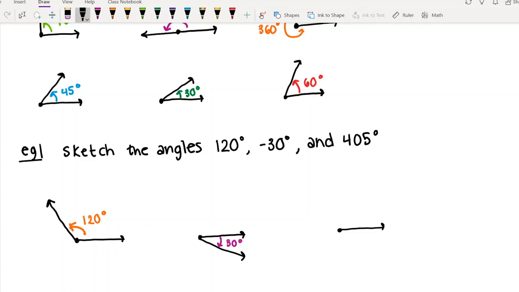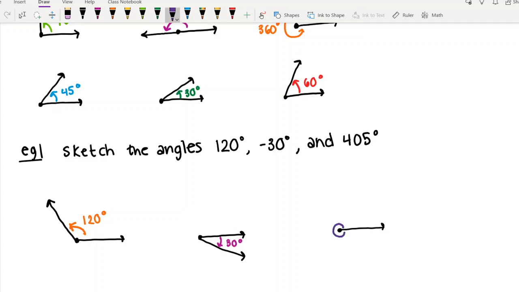So let's start by drawing our initial side. I'm just going to start drawing an arrow, and we'll see where that takes us. If we start here, and let's say we were to go all the way around like this, that would be, and let me make this a little smaller so it can fit.